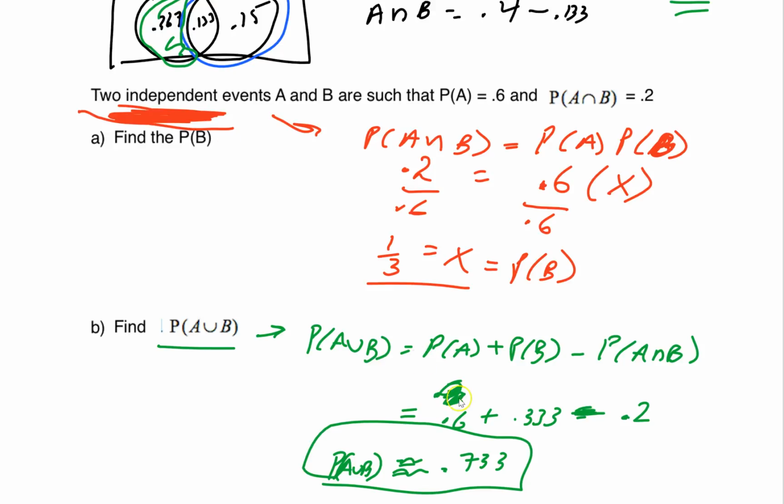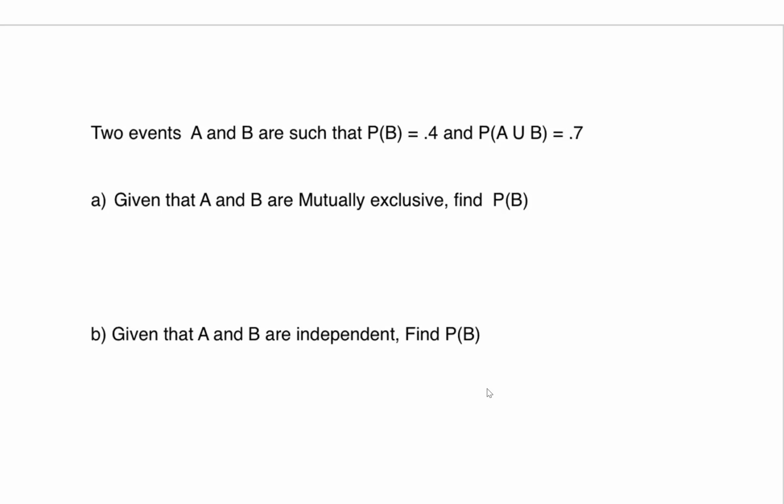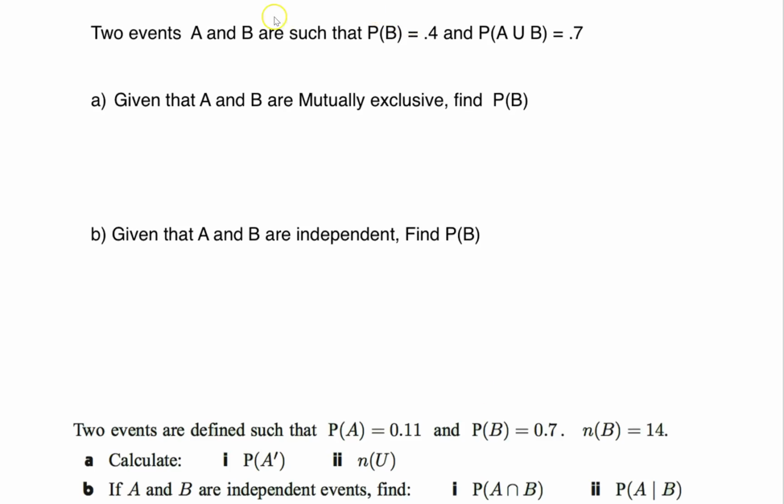Let's do another example of this, but with a little bit of a twist. Two events A and B are such that probability of B equals 0.4, probability of A union B equals 0.7. So now they give me B and they give me the union. Look what this one says. This is a typo. It should say probability of A. Given that A and B are mutually exclusive, find the probability of A.